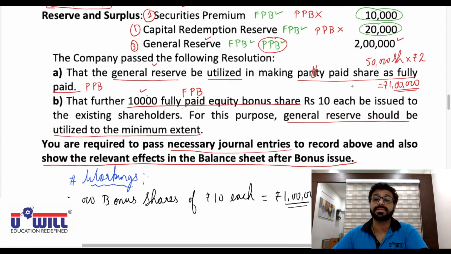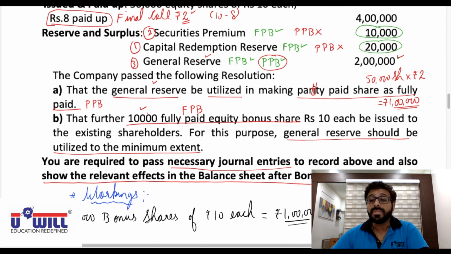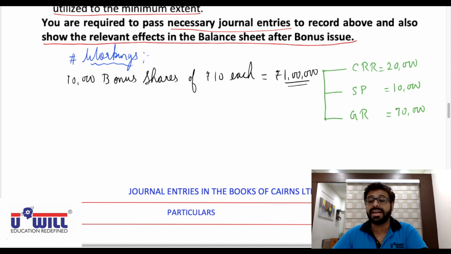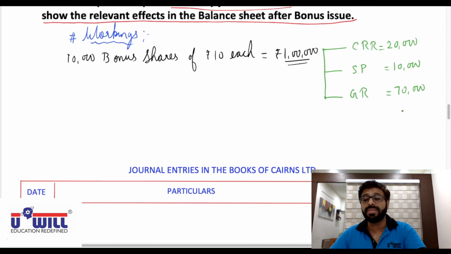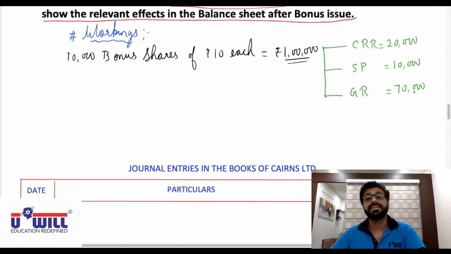And as we discussed, from 2 lakhs of general reserve, 1 lakh is used in partly paid bonus shares. So still 1 lakh is remaining. From that 1 lakh, we can definitely use 70,000 to give fully paid bonus. I repeat, from 2 lakh, 1 lakh was used for partly paid bonus, 1 lakh is still remaining. From that 1 lakh, we can easily give 70,000 of fully paid bonus also.